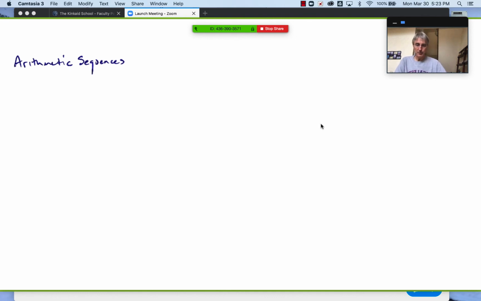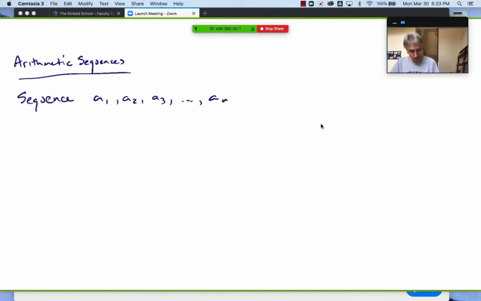So we started sequences last week in class on Thursday. Today we're going to focus on a special type of sequence called an arithmetic sequence. Generally we'll represent any sort of sequence with a sub 1, a sub 2, a sub 3, and so on. Some little subscripts, which are counting the terms in the sequence.